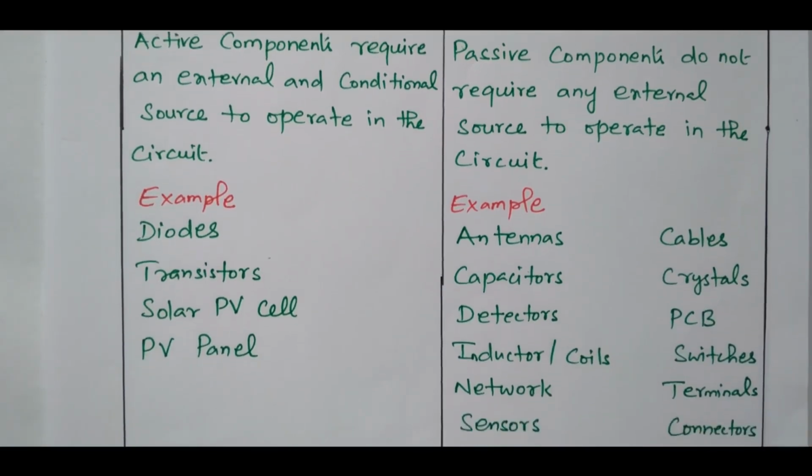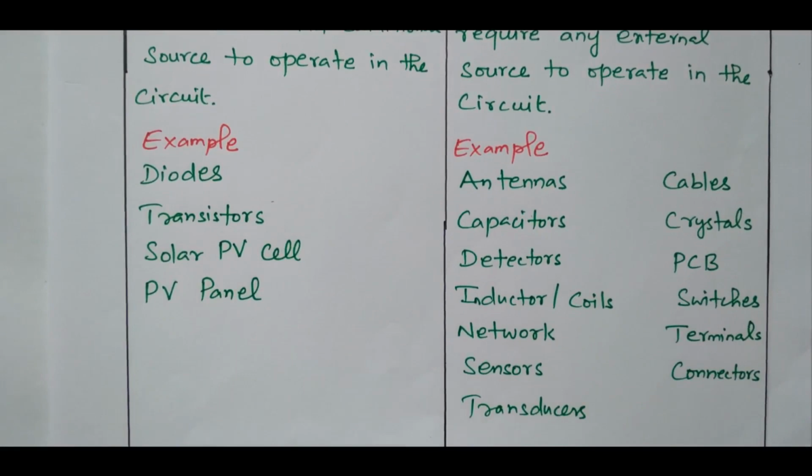Now we'll see some examples. So already we discussed the diode, transistor, solar PV cell, PV panel. These are all examples of active components. That is, they are able to deliver energy to the circuit. They are able to provide a power gain. For this, an external source is required.